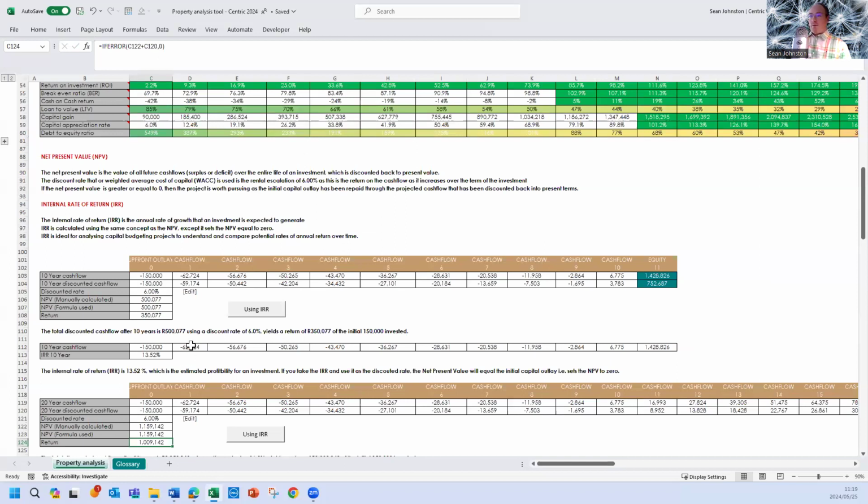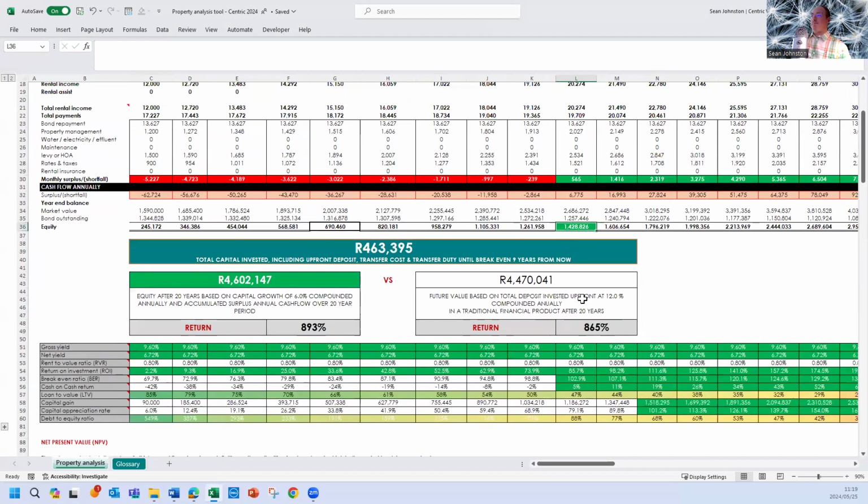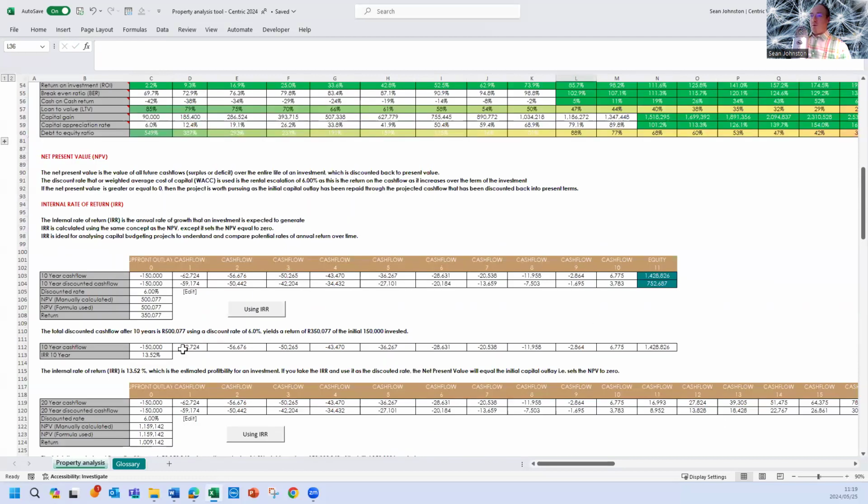So what we do now is take the same cash flow. We don't use the discounted rate. We use the normal cash flow, and we work out the internal rate of return. How hard is my money working to get to the equity that I'm achieving after 10 years? The equity is taken over here. So we're taking all the outflows, eventually breaking even in year 10, to get to an equity amount of 1.428 million. If we work out the rate of return, the money is working at a rate of 13.52%.